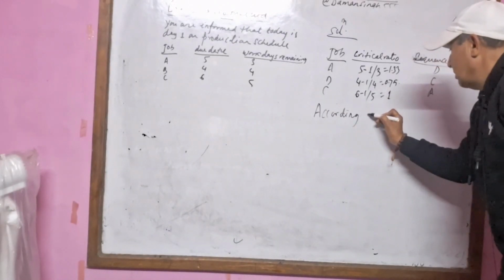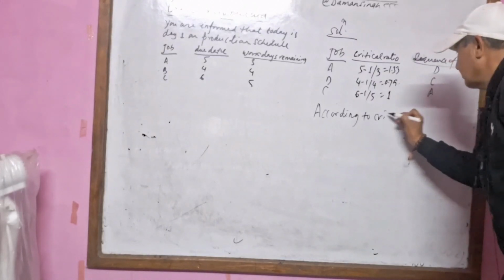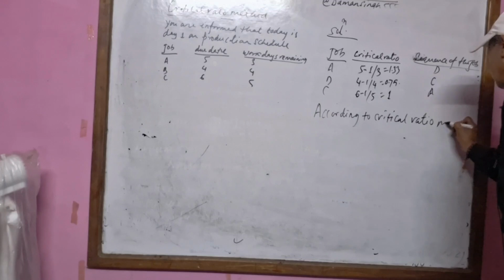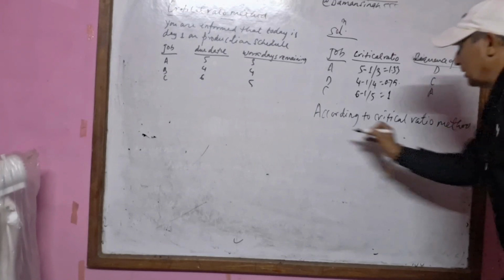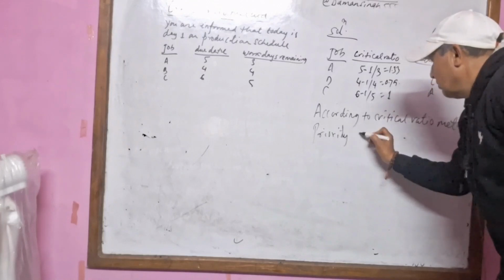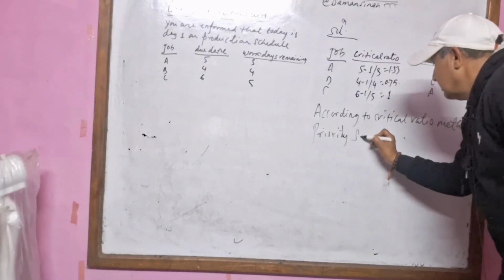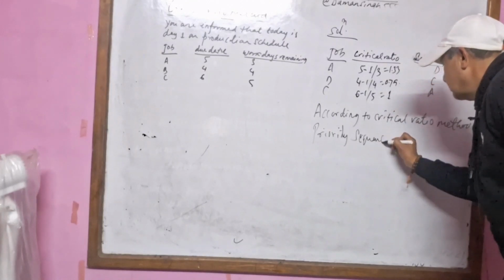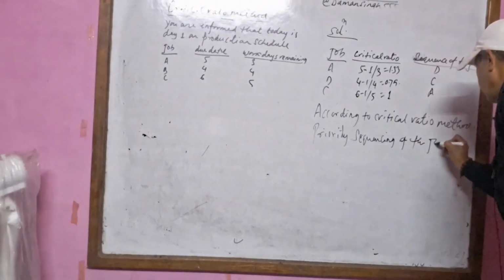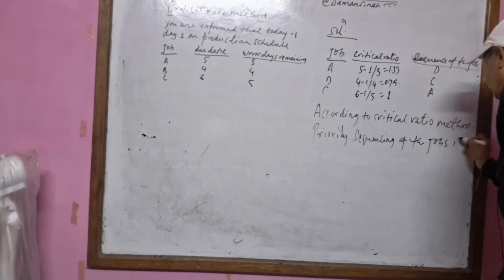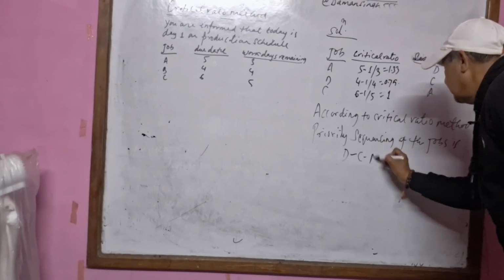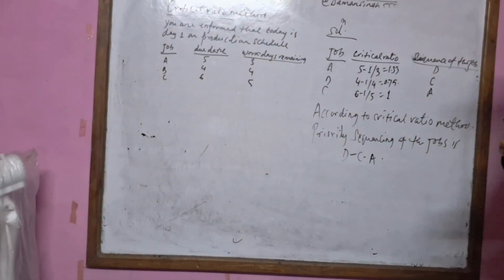According to the critical ratio method, the priority sequencing of the jobs is D, C, A. In this way you can solve the problem.